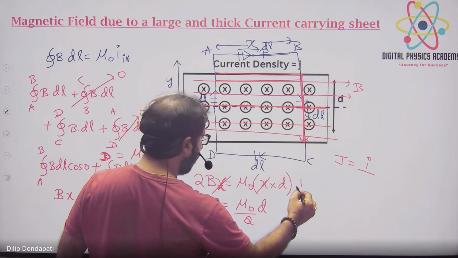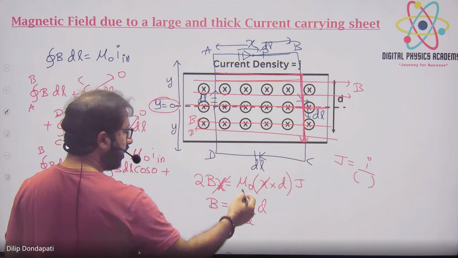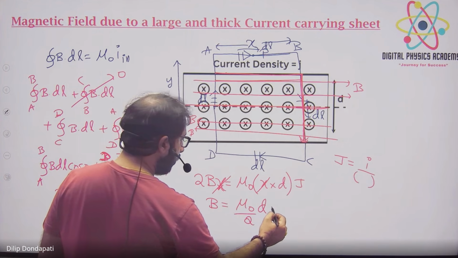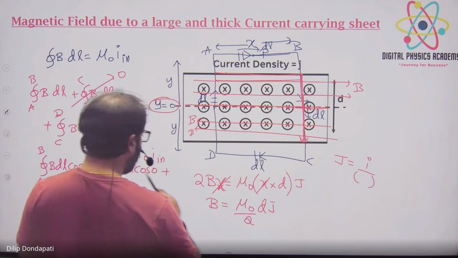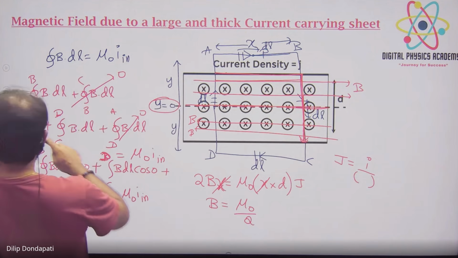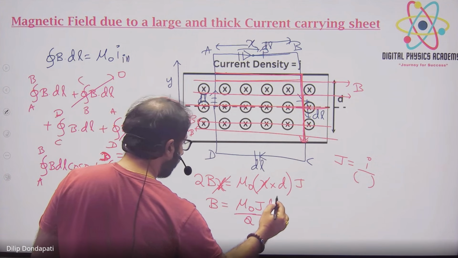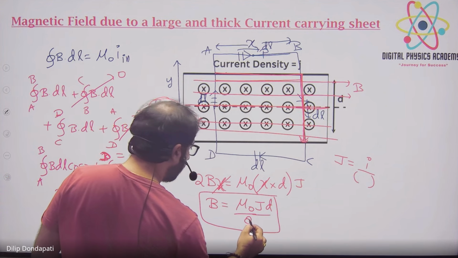Into j, right? Because j is equal to current per unit area, right? Area into j is current inside. So d into j और jd लिखो आपको, mu naught j into d by 2.